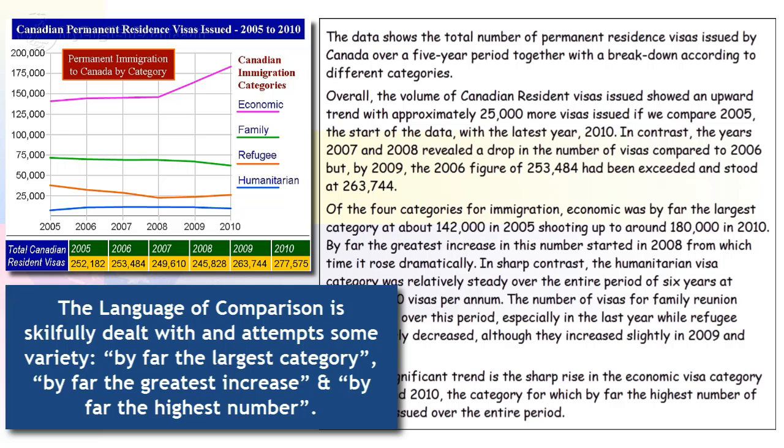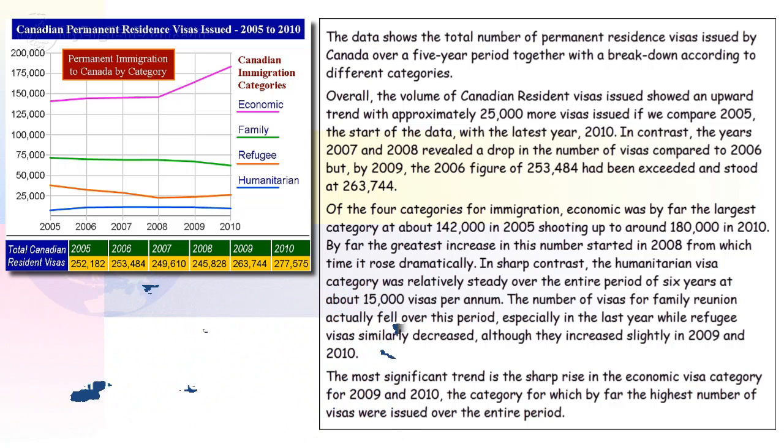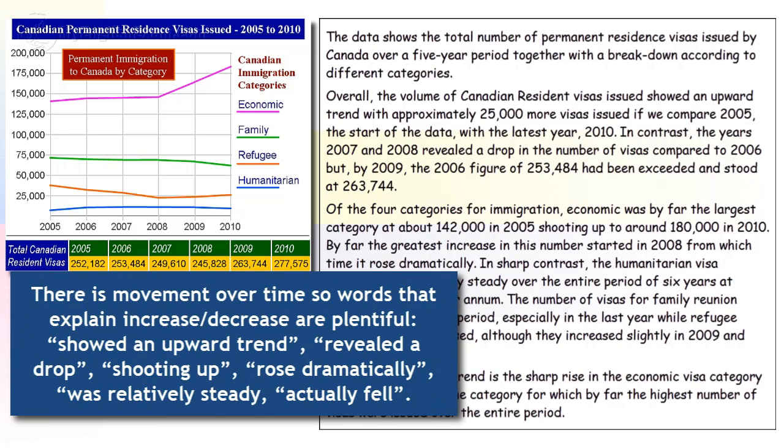The language of comparison is skillfully dealt with and attempts some variety. By far the largest category, by far the greatest increase, and by far the highest number. There is movement over time, so words that explain increase, decrease are plentiful. Showed an upward trend, revealed a drop, shooting up, rose dramatically, was relatively steady, actually fell.